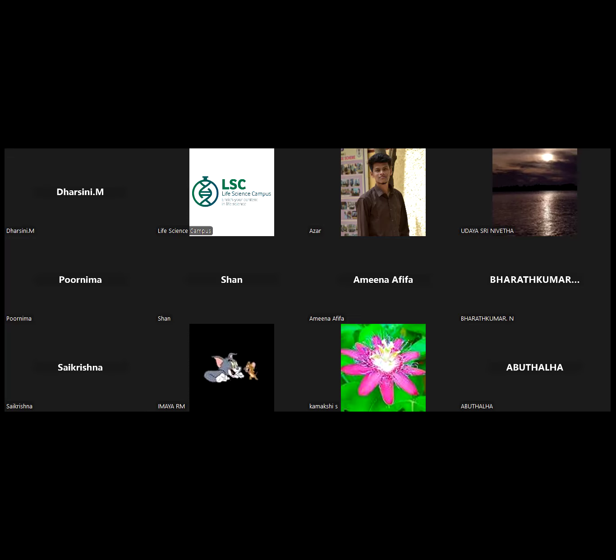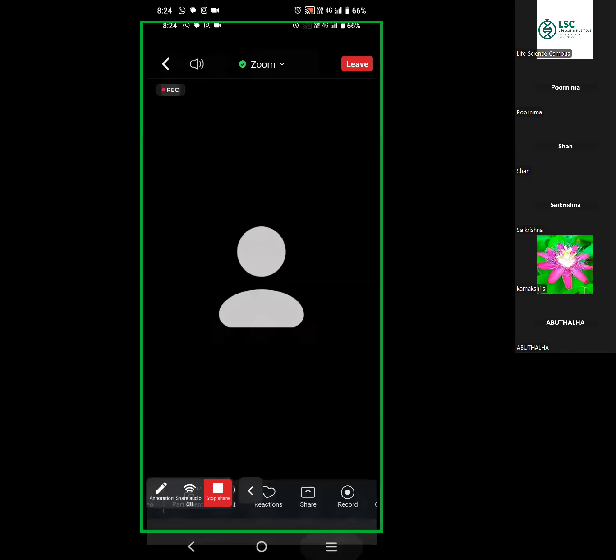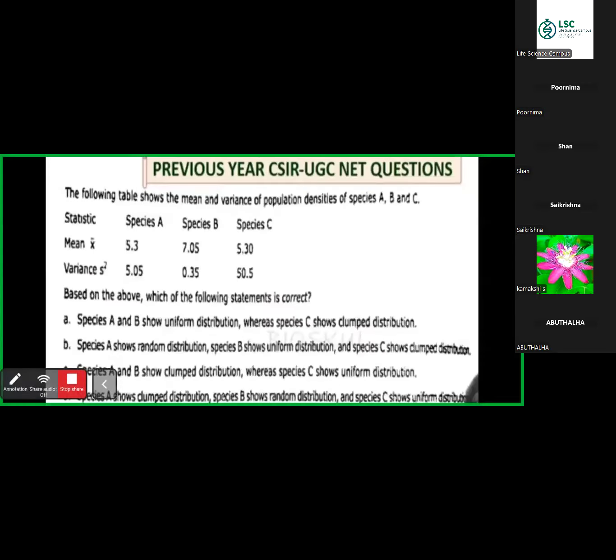So I will explain this question. There will be some confusions in the options. The following table shows the mean and variance of population densities of species A, B, and C. So in the table they are given mean and variance for species A, B, and C. We have to find out variance by mean ratio. For species A, 5.05 divided by 5.3, that is 0.95.